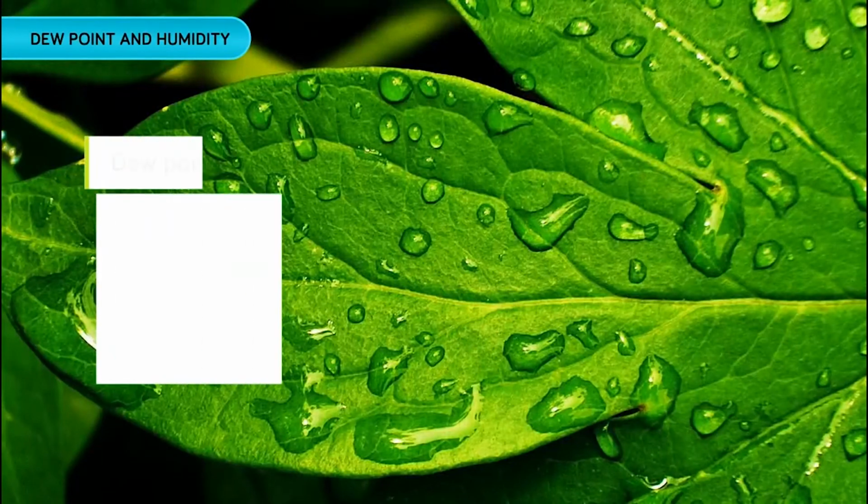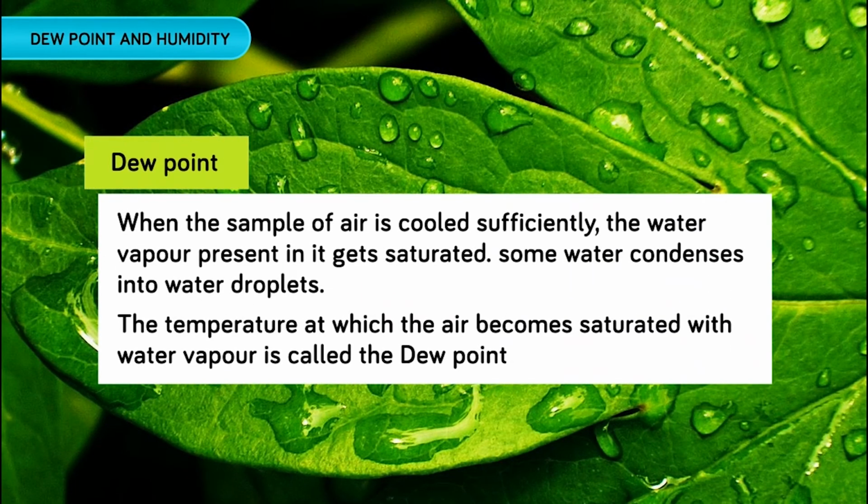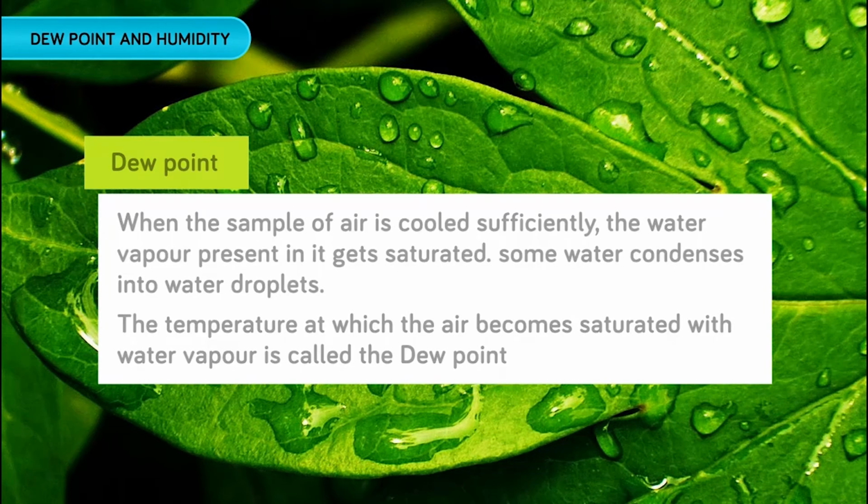Dew point. When a sample of air is cooled sufficiently, the water vapor present in it gets saturated. Some water condenses into water droplets. The temperature at which the air becomes saturated with water vapor is called the dew point.